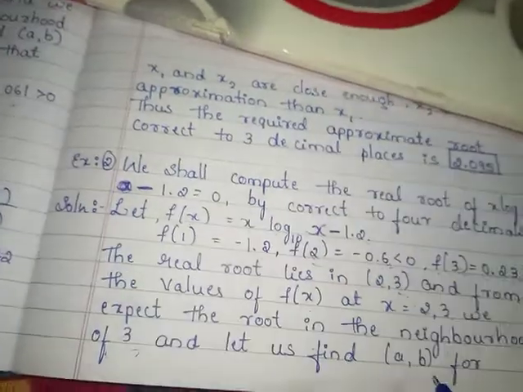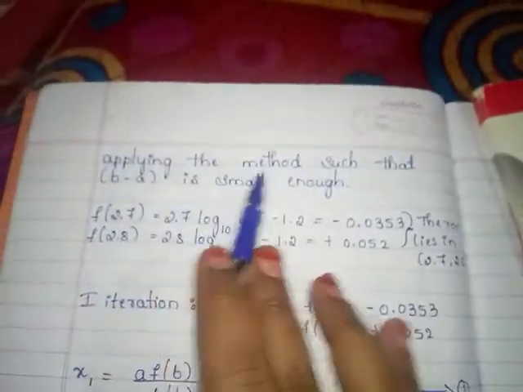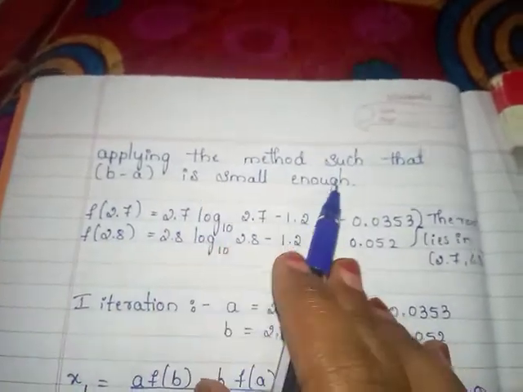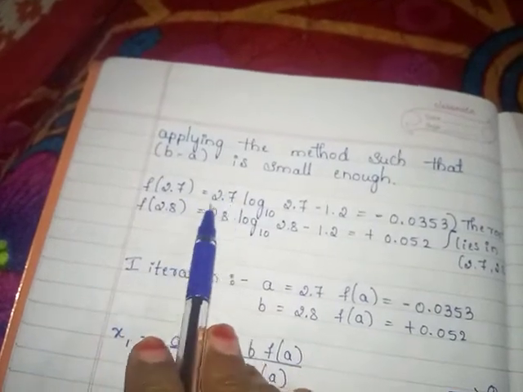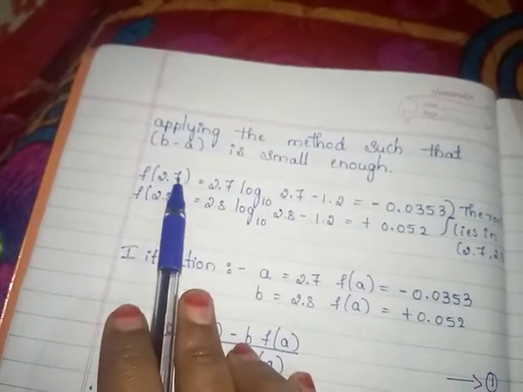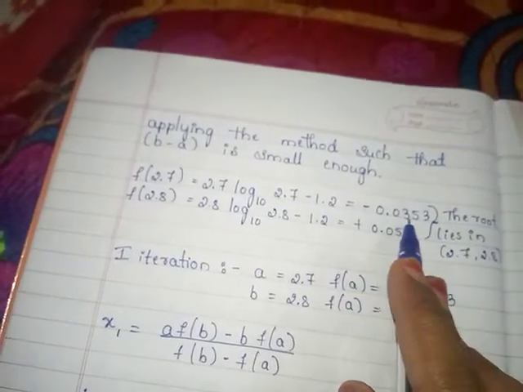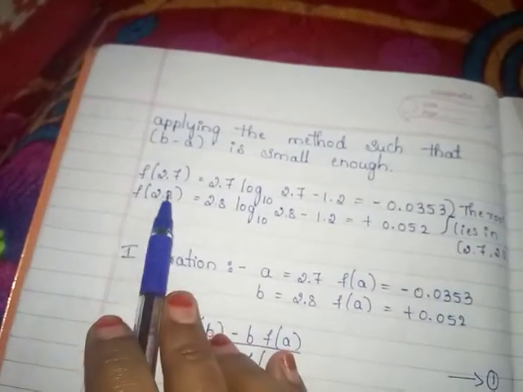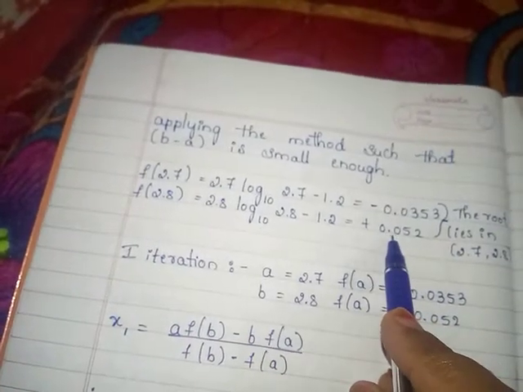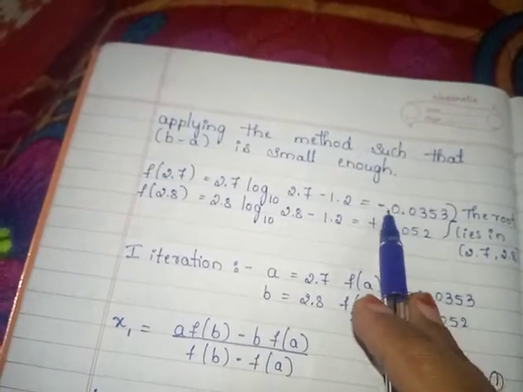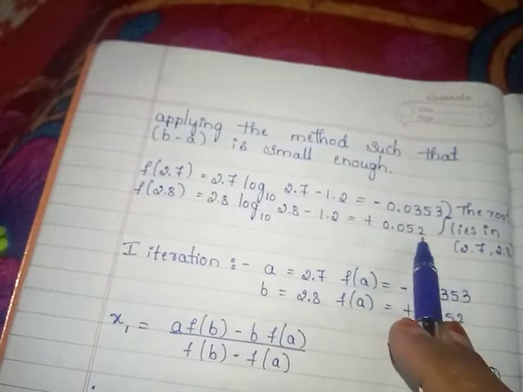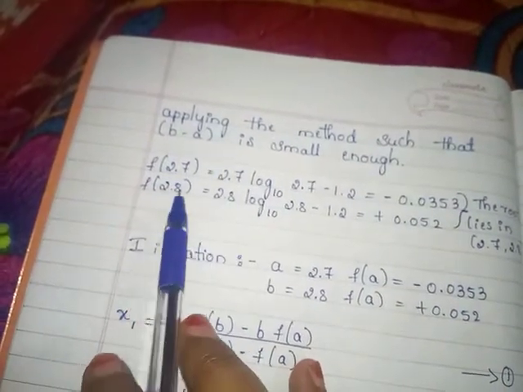And let us find a, b for applying the method such that b minus a is very small. f of 2.7, substituting x is equal to 2.7, we get minus 0.0353, and f of 2.8 is equal to plus 0.052. f of a value is negative, f of b value is positive. Therefore, this is the value of f of a and this is the value of f of b, and a value is 2.7, b value is 2.8.